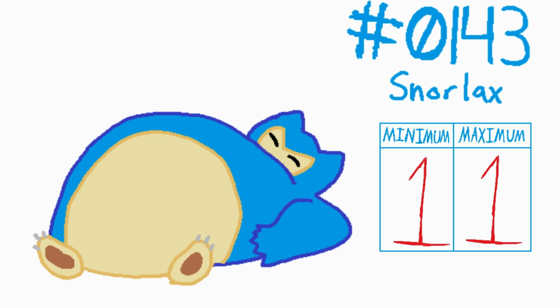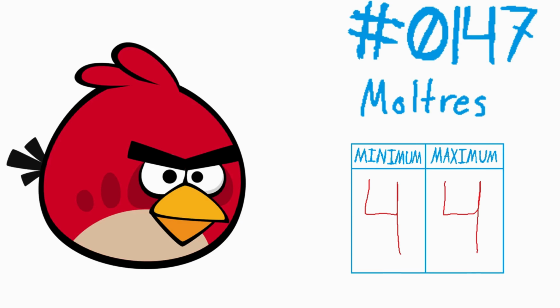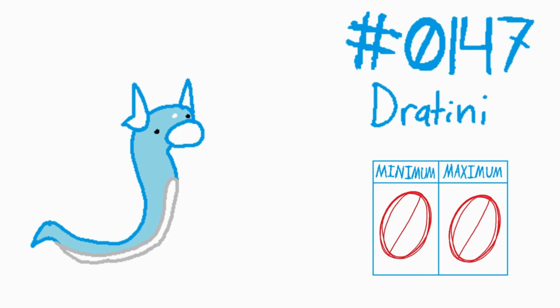Snorlax weighs literally 1 ton and would definitely mess up the front end of the truck. Articuno. This is a legendary Pokemon, which pretty much means they're really, really strong for no reason. So every single legendary from here on is a 4-4 instantly. Zapdos, legendary. Moltres, legendary. Dratini, he's just a little worm, I don't think he has anything.